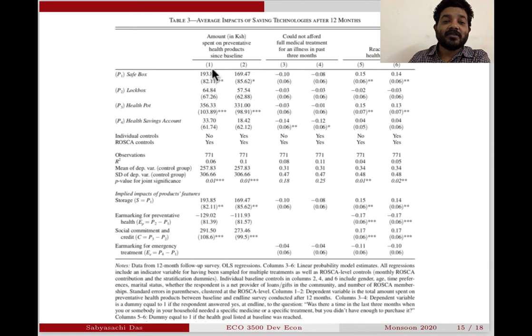And consistent with the first result, they were asked what kind of health goal they want to set, in terms of being able to buy a bed net or some water connection, etc. They're able to reach those health goals if they are a member of the safe box or health pot treatment, but not otherwise, right? So this is consistent with the earlier result, where they also spend more money if they are a member of the safe box treatment or the health pot treatment. Okay.